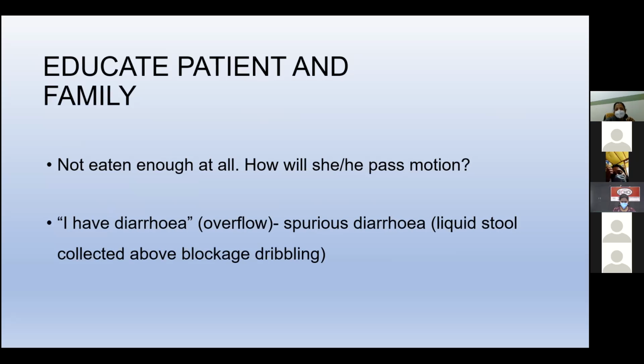Many times the patient may tell you that the patient is not eating, so how will stool come. Okay, but it is not true. Even in small quantity, the patient will pass stool.